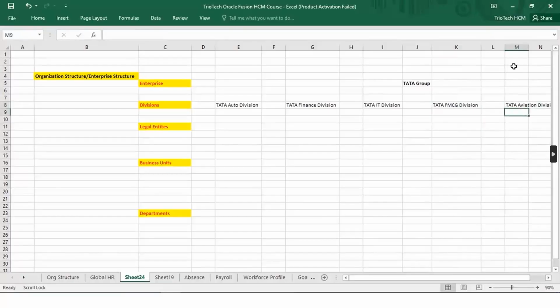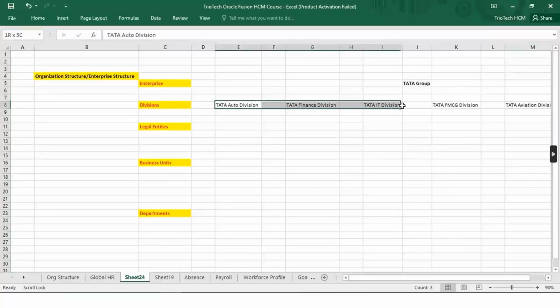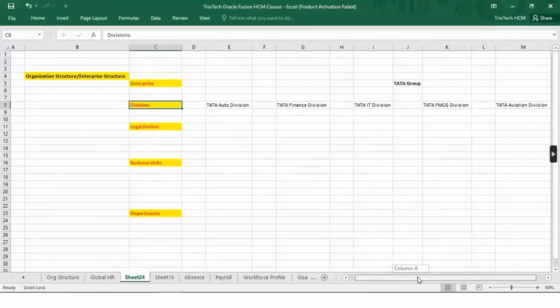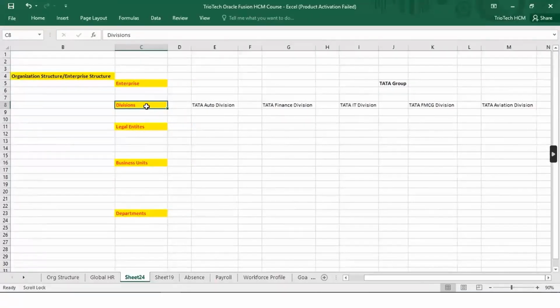Okay. So you can categorize the divisions based on the industry specific, in which business industries our client is operating. Like Tata Automobile Division, Tata Finance Division, Tata IT Division, Tata FMCG Division, Tata Aviation Division, like that. Or you can categorize the divisions based upon the region or the location specific. Like your client operating across different regions across the globe. Let's say you want to maintain the division something like Tata Asia Division.